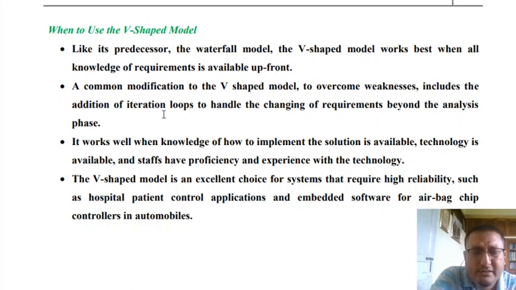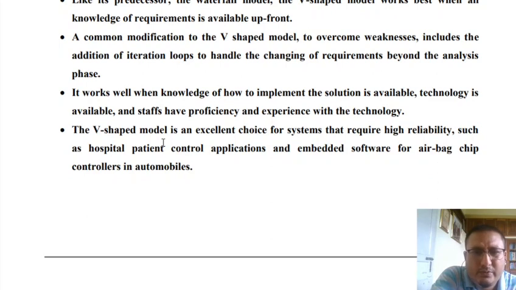The V-shaped model can be an excellent choice for developing software applications in situations where a very high quality software system is required with a high degree of reliability and so on and so forth. For example, hospital management system or industry management system. So in situations where the reliability and quality call is very high, we can use the V-shaped model. It also works well in situations where whatever is to be implemented is known, and the technology for implementing the system is readily available, right?